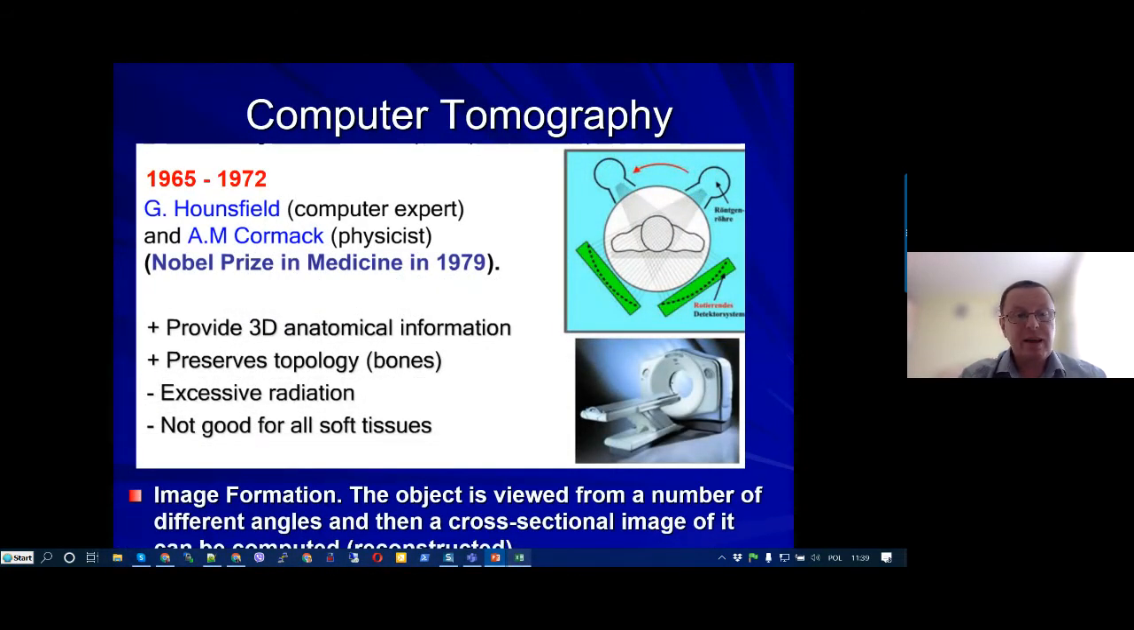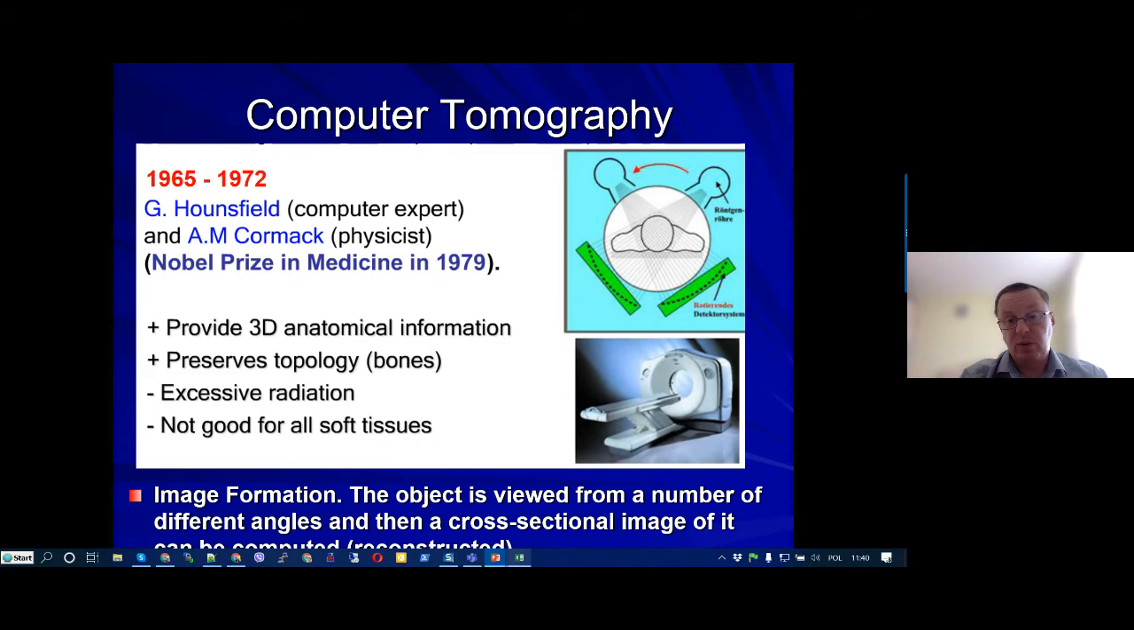So the next step of development, the next major breakthrough and achievement, is the invention of computer tomography. It was done from 1962 to 1965, by two specialists, a computer expert and a physicist, and they gained the Nobel Prize in Medicine in 1979. So what is the main objective? It's to view from a number of different angles and then perform cross-sections of the image so it can be computed, processed.